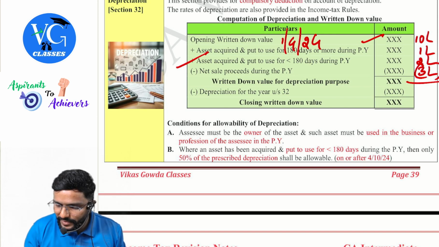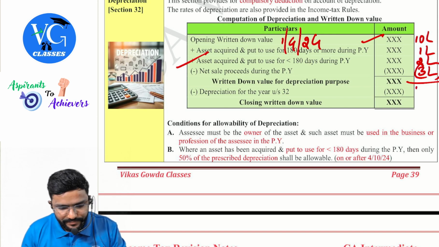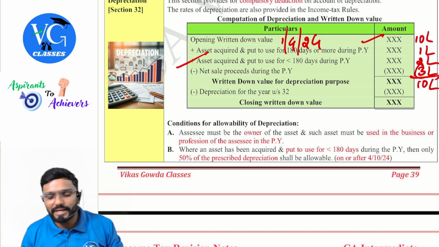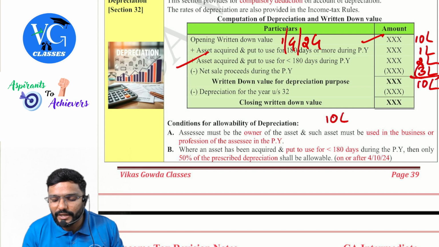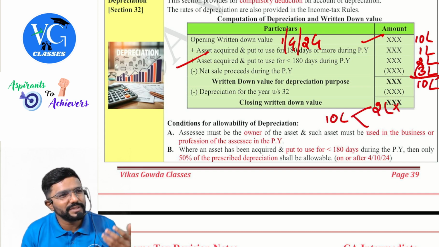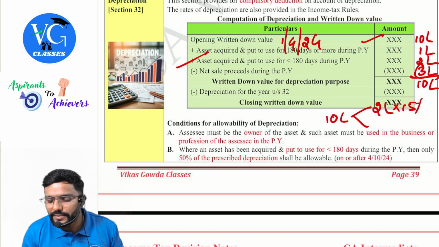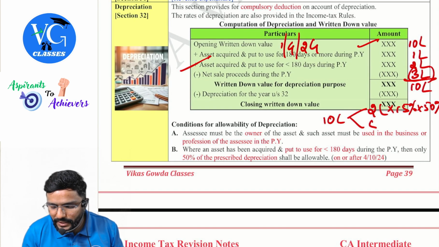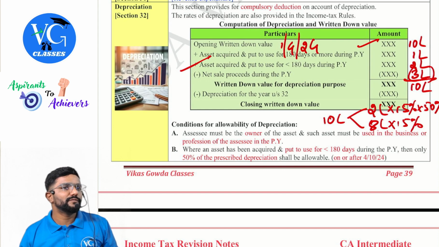So, what is the value we will get? 13 minus 3, 10 lakh. 10 lakh we will get. Now, 10 lakh is from where, sir? First, you have to take 2 lakh, on which you will claim, assume depreciation rate is 15%, 15% into 50%. Then on the remaining 8 lakh, you will claim full 15%. Hope you guys got it.